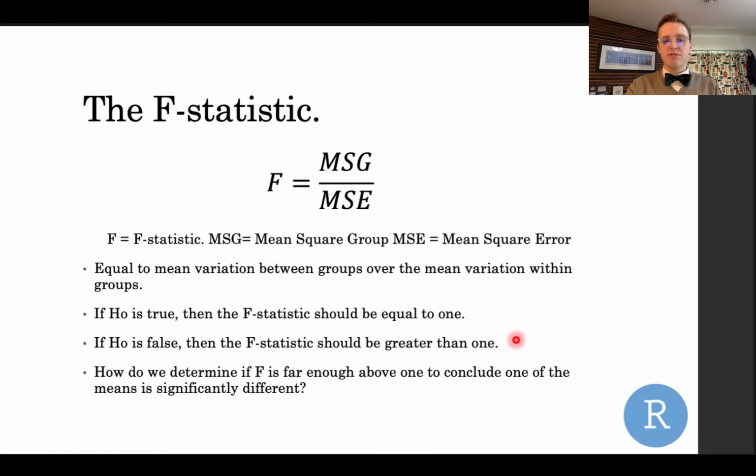Now, if the null is false and there is a difference between the groups, then we would expect there to be extra variation between the groups because the groups are systematically different. This means that if the null is false, then the F statistic should be greater than 1. Now the only question that remains is how much greater than 1 does F need to be for us to conclude that one of the group means is significantly different. We're going to hop back over to R now and figure out how we actually determine this.